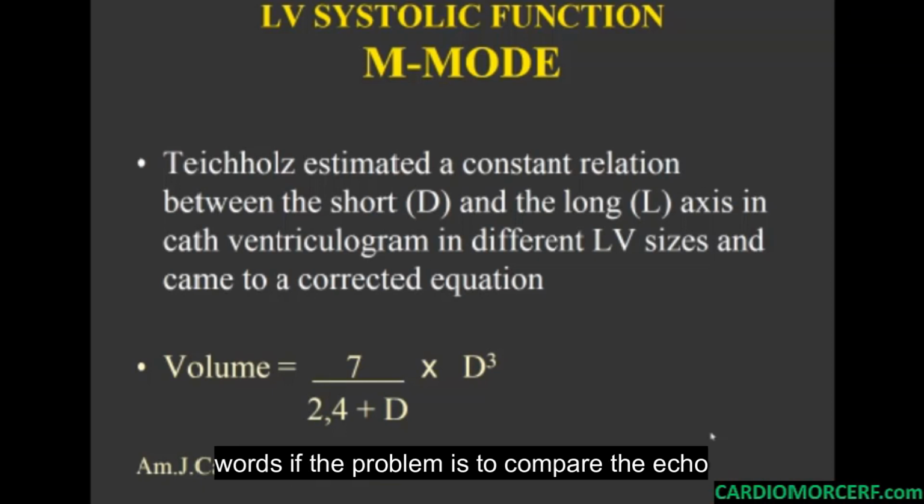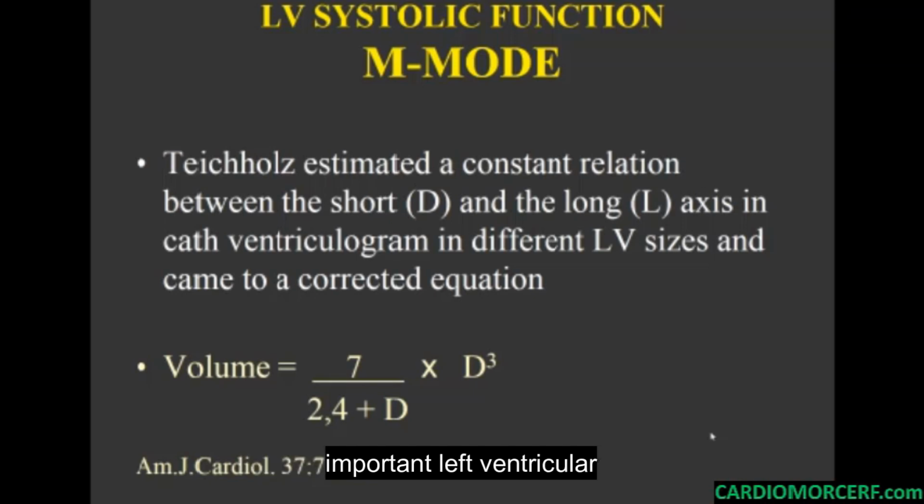In other words, if the problem is to compare the ejection fraction in the same patients later on, after chemotherapy, for instance, then I'd rather use it, but not as an indicator of left ventricular function. This is very important. Pay attention. Not as an indicator of whether the left ventricular function is normal, or has mild, moderate, or important dysfunction. For this task, I use the eyeball.